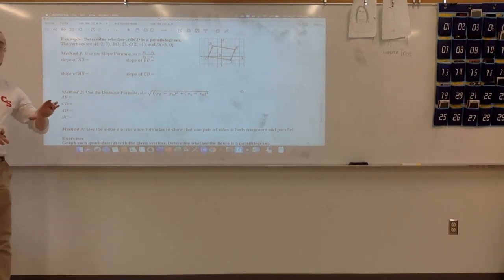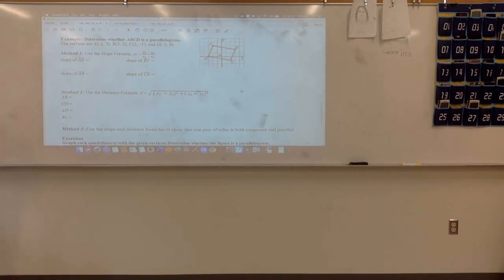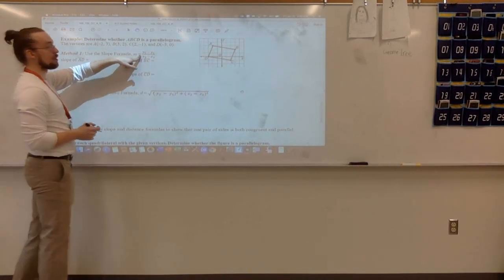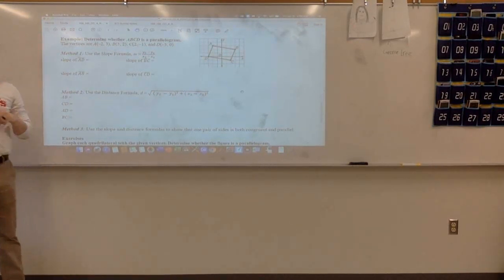The first way uses the idea that opposite sides of a parallelogram are parallel. So what we're going to do is find the slope of all 4 sides and check to see if opposite sides have the same slope. That would mean they're parallel. So remember, our slope formula is right here, y2 minus y1 over x2 minus x1.